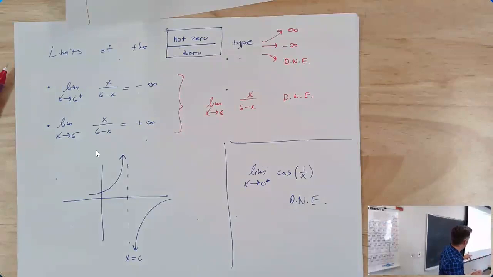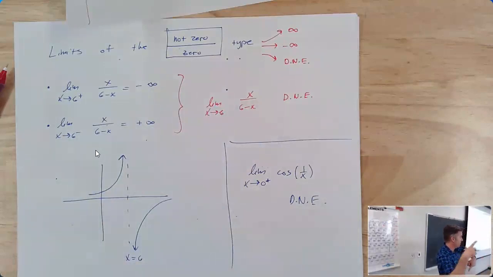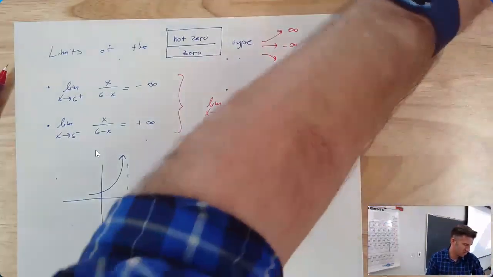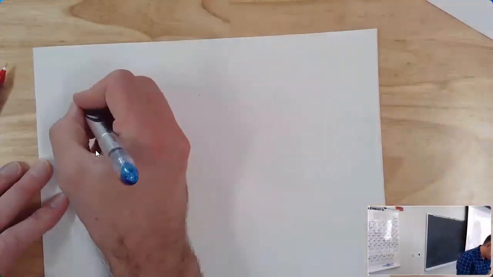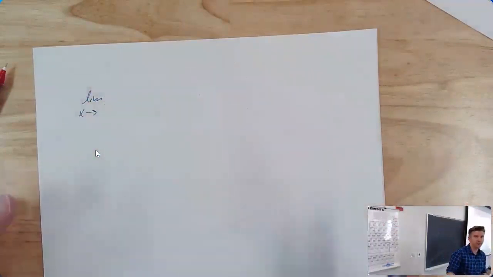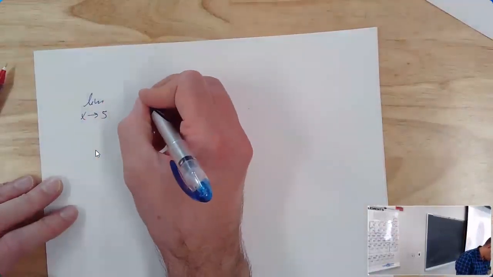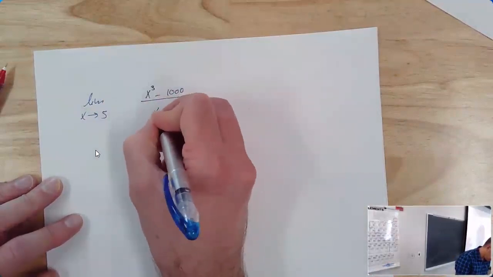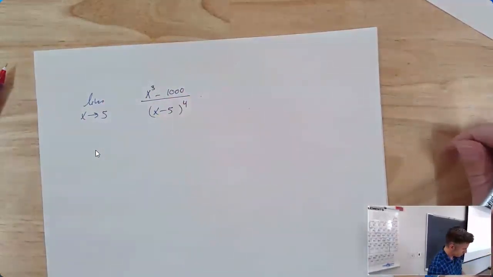So sometimes the two-sided limit doesn't exist because the left side and the right side, one's going down, one's going up. But sometimes it does. I'm going to reorder these things here. I try to keep my papers in order, but they often get out of order. We could have something like the limit as x approaches 5 of x cubed minus 1,000 over x minus 5 quantity to the fourth. Yeah, I like that.